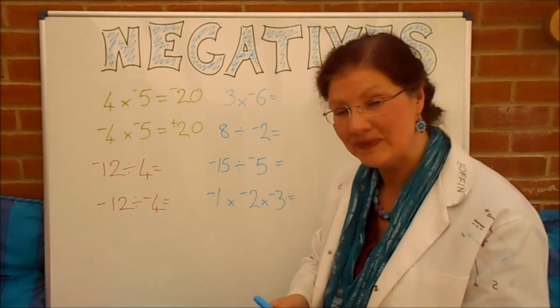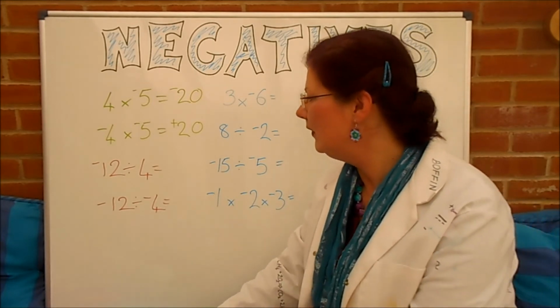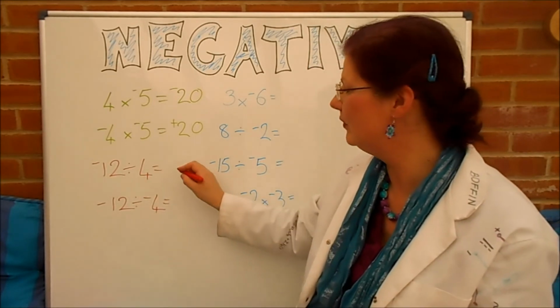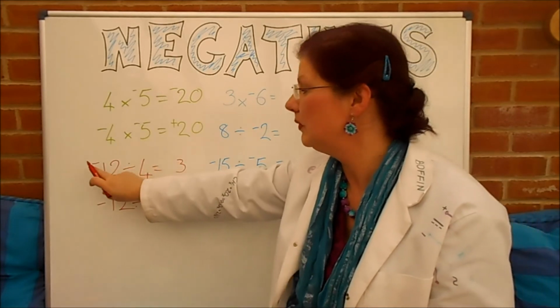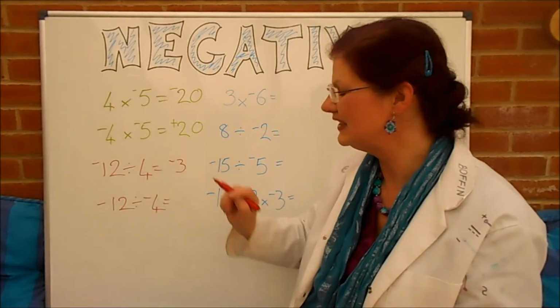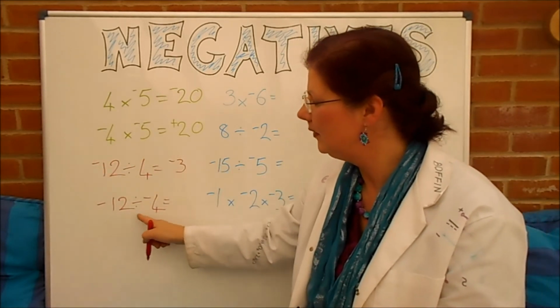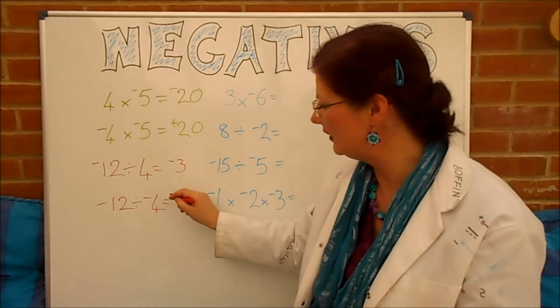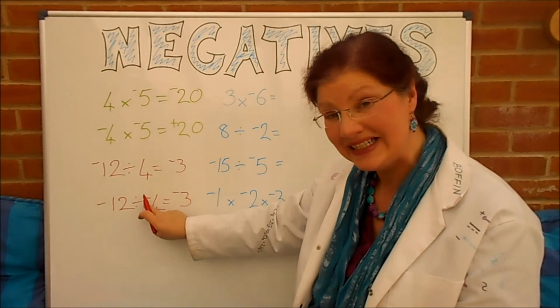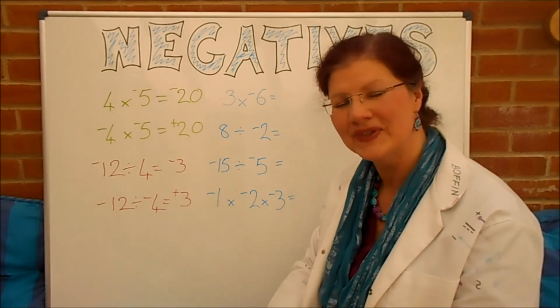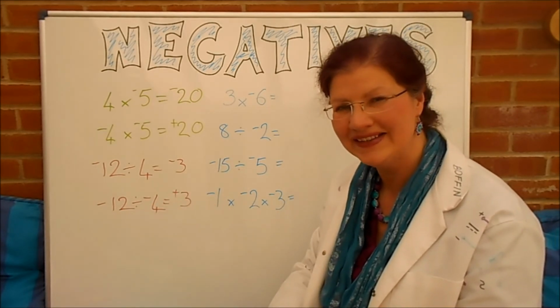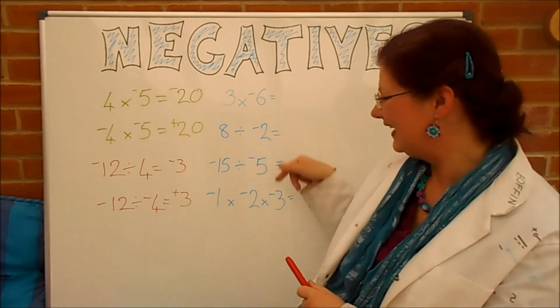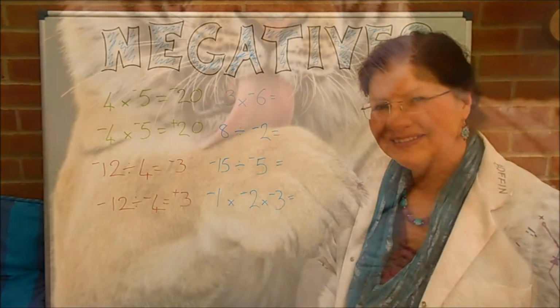Here again, we've got some takeaways. We've got a 12 divided by 4 is a 3, but we changed the sign in the question, so we changed the sign in the answer. Here we've got another 12 divided by 4 is a 3. We changed the sign in the question, and we changed it again in the question. So there we go. Happy with those? Good. Have a go at the blue ones now, please.